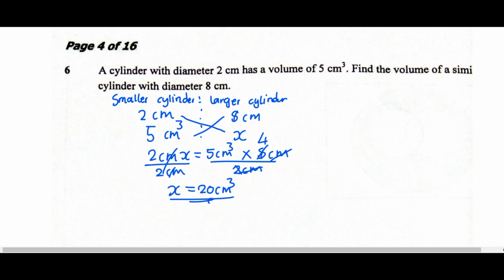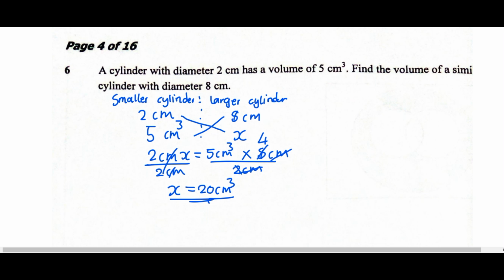And this is making sense because we are solving for the volume of the larger cylinder, and the difference here, we can see that the smaller cylinder has 5 cubic centimeters, while the larger has given us 20 cubic centimeters.